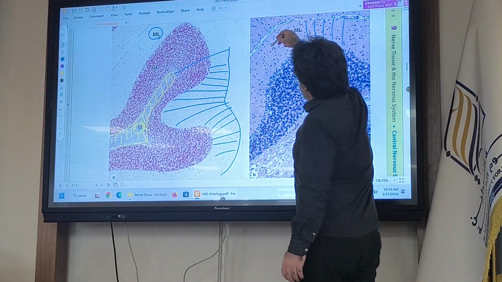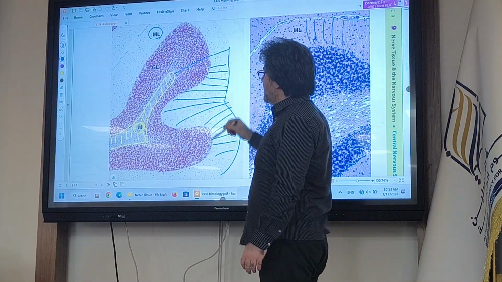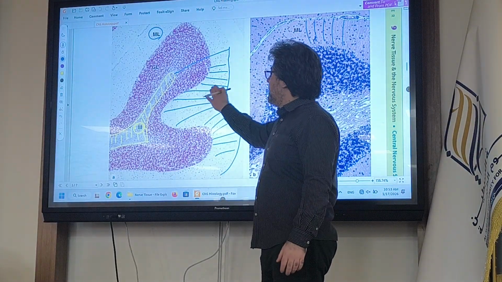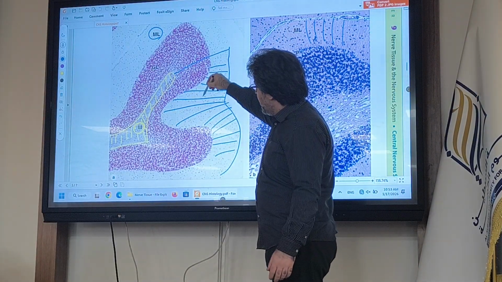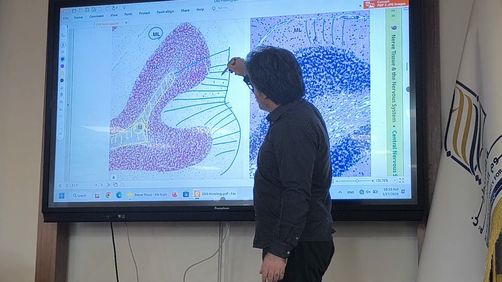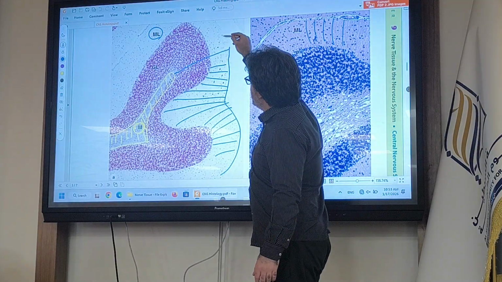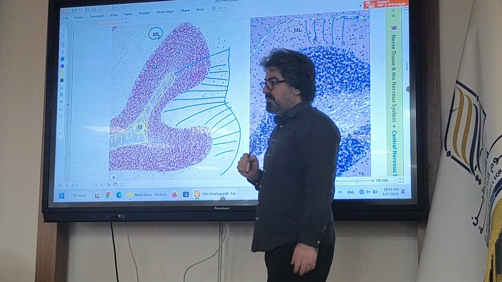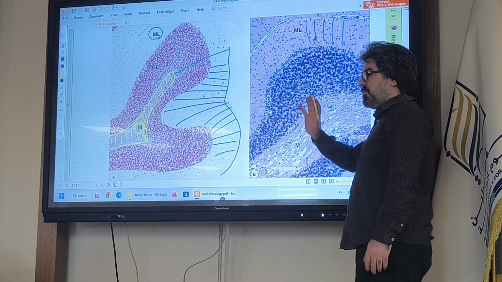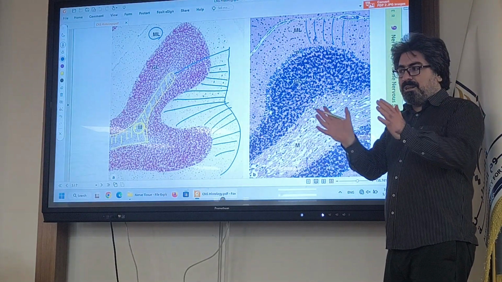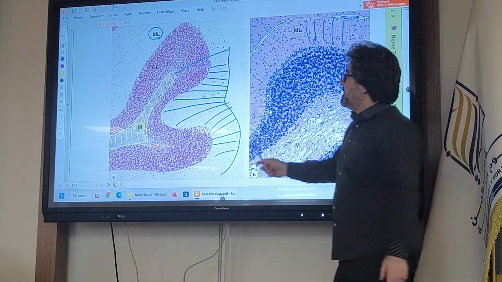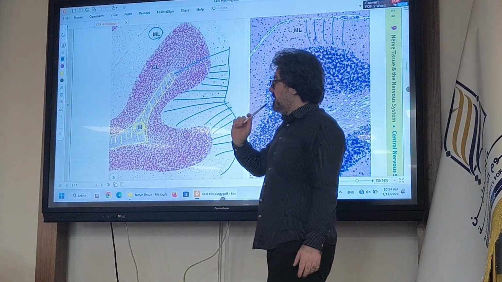Within the molecular layer there are scattered cell bodies, scattered neurons, not densely packed. These are small neurons. This is the first layer, the outermost layer of the cortex. The outer layer of the cortex is the molecular layer.